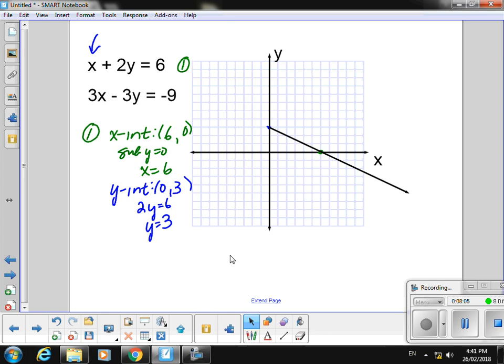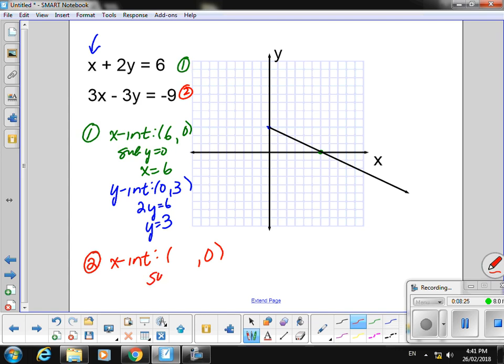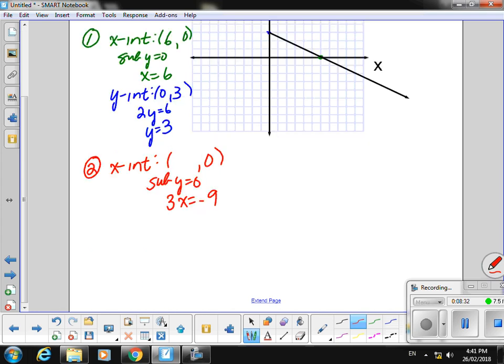All right, that is line number 1. Line number 2. I think I'm going to do the same thing and find my x and y intercepts. My x-intercept for line number 2 is where y is 0. I substitute y equals 0, and I would be left with 3x equals -9. Divide both sides by 3, I would have -3. So (-3, 0) for this one.